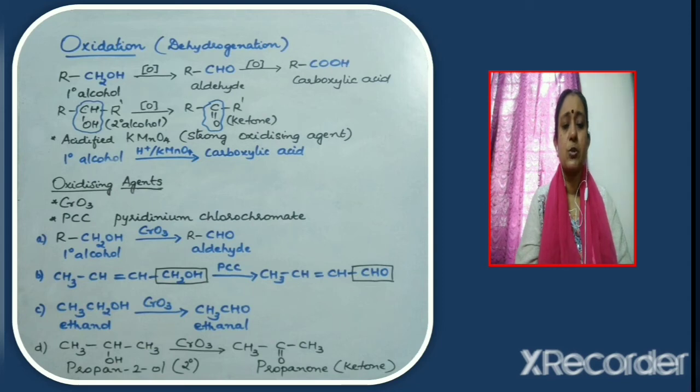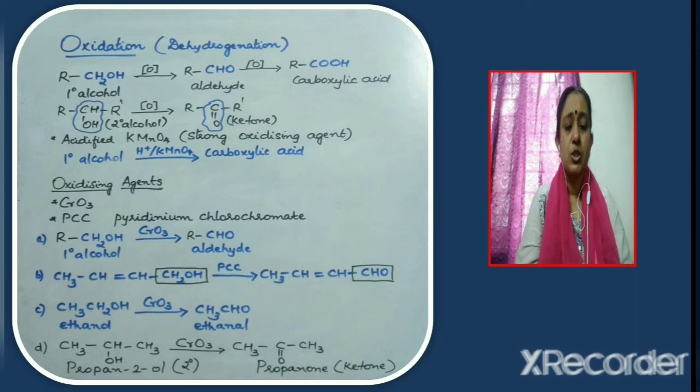RCH2OH, when oxidized using chromium trioxide, gives RCHO aldehyde. Now consider another alcohol, CH3CH=CHCH2OH. When this compound, that is a primary alcohol, is treated with PCC, that is pyridinium chlorochromate, the CH2OH group alone changes to CHO, and that is how we get the product.